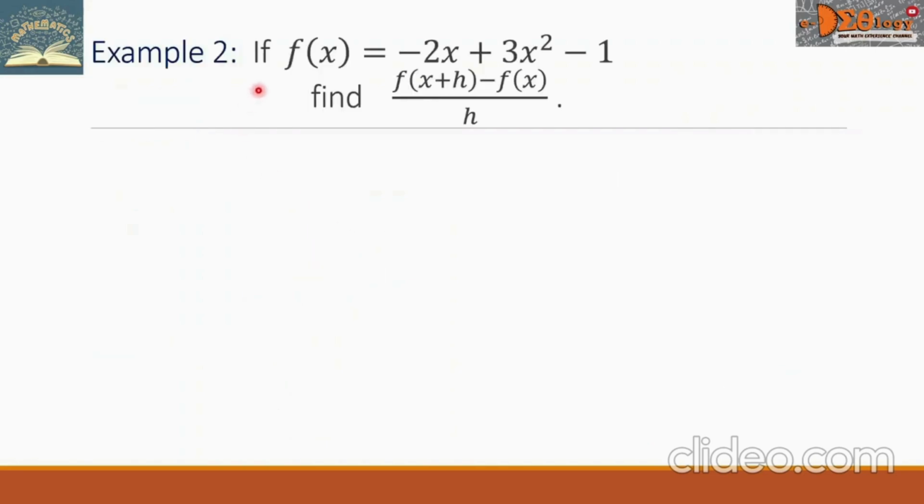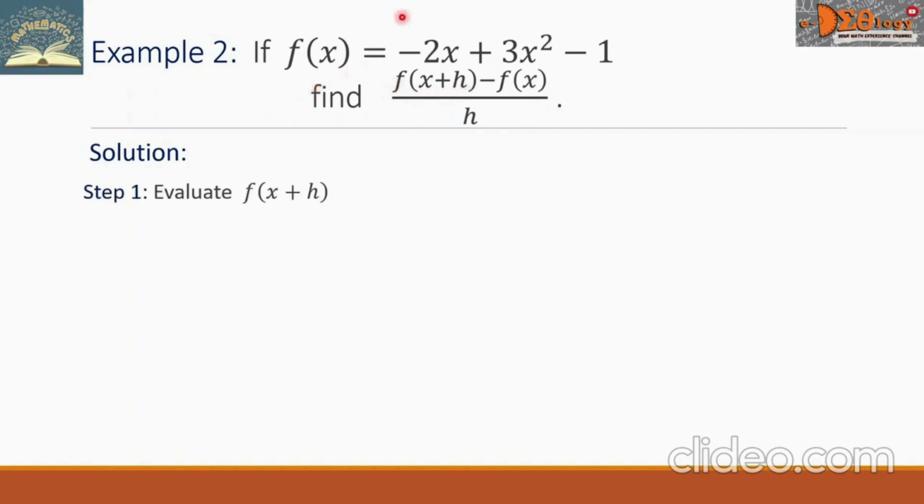Example 2. If f of x equals negative 2x plus 3x squared minus 1, find f of x plus h minus f of x all over h. Notice that we have two functions in our numerator. Let us evaluate this f of x plus h first.